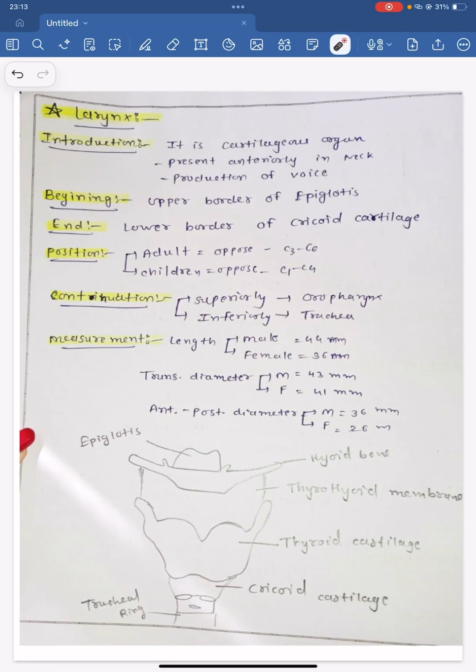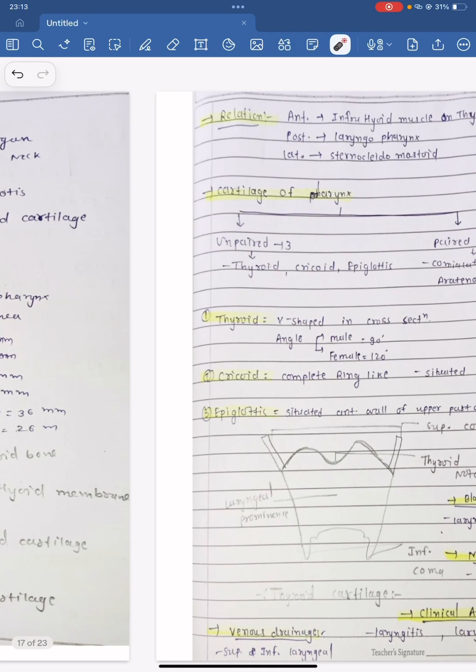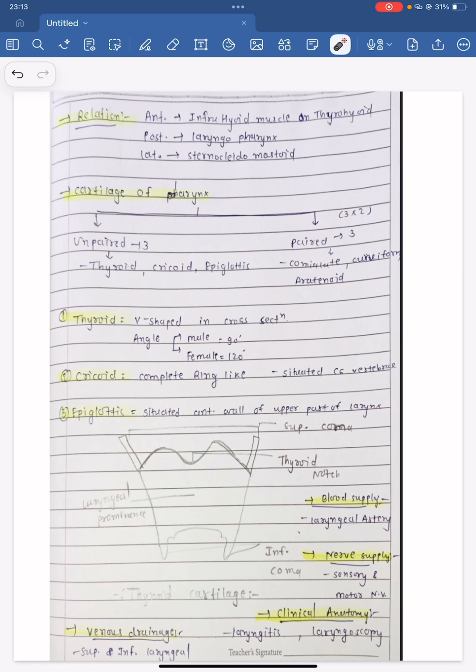So what are the components? The larynx is mainly made up of cartilages of the larynx, joints of the larynx, ligaments and membranes of the larynx, cavity of the larynx, and muscles of the larynx. What are the cartilages of the larynx? There are two types of cartilages, unpaired and paired. Unpaired are thyroid cartilage, cricoid cartilage, and epiglottis.